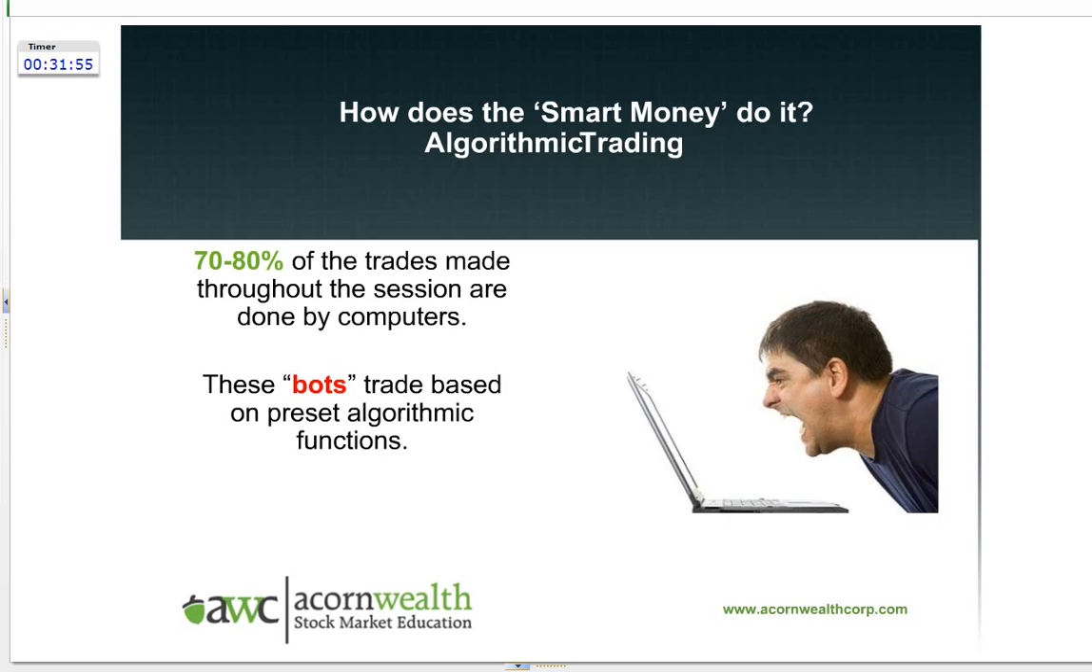Now, in order for the market to be able to manipulate trades with this amount of volume, it needs to trade fast. So basically, these billions of dollars are made by these trading computers going in and out very, very quickly.